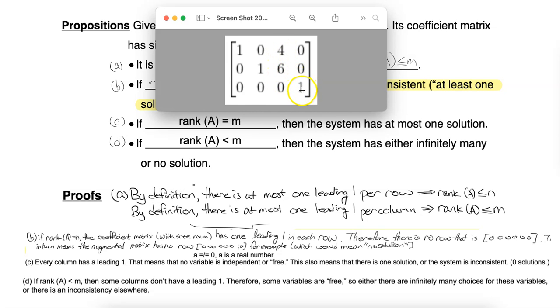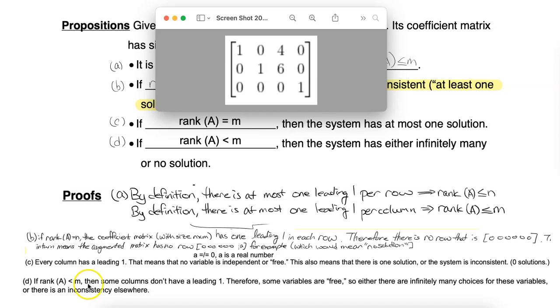X, Y, Z. Z is a free variable. W is set. I have 0x plus 0y plus 0z plus 1w equals whatever the number is in the augmented matrix. But then for z, I can pick whatever value I want. It's a free variable, and whatever I choose will in turn define what y is. And from the first row, it will also define what x is.